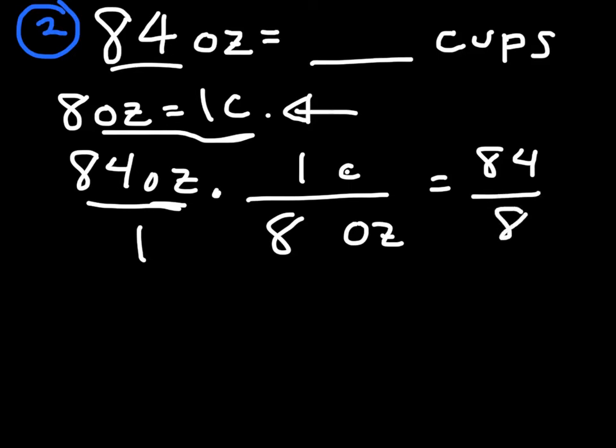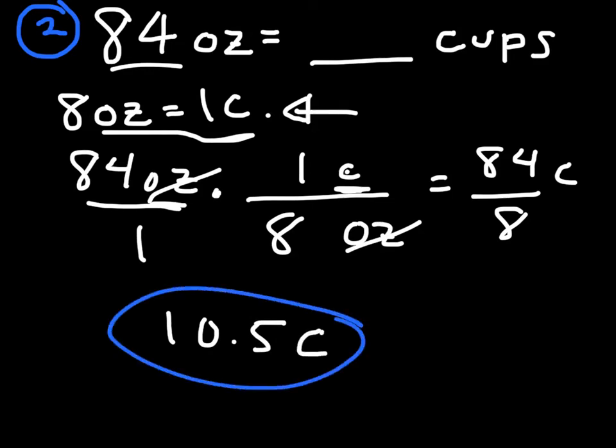And now what's the label here? Well, my ounces should cancel because one's on top and one's on bottom, and so I'm just left with cups, or C. Now 84 divided by 8 is 10.5, so 10.5 cups will be our answer for this one. We're just dividing 84 by 8 and keeping our label of cups.